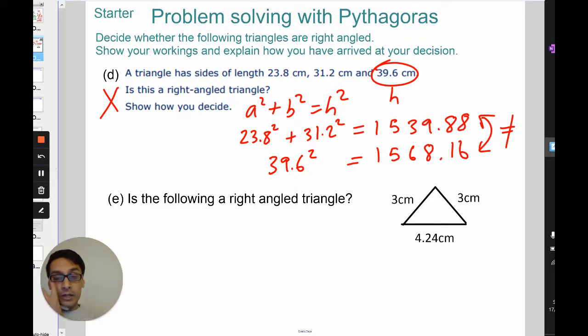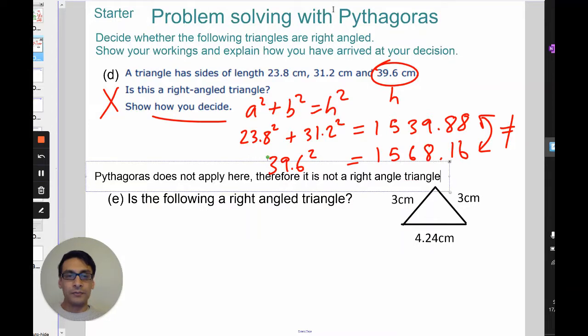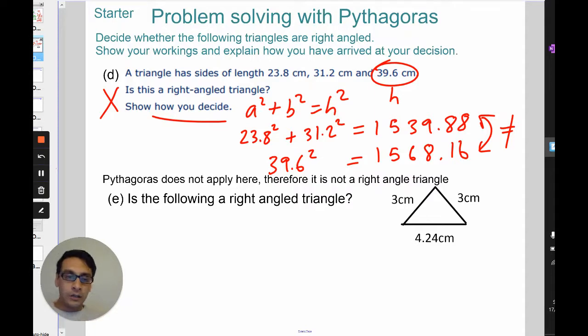Now, in a question like this, where it says show how you decide, you have to write in a test. You have to say, Pythagoras does not apply. So I'm just going to type it rather than write it here. So you can say Pythagoras does not apply here, therefore it is not a right angle triangle. So I expect to see this in your notes as well. And then the last triangle on the bottom here. What do you notice about this triangle?